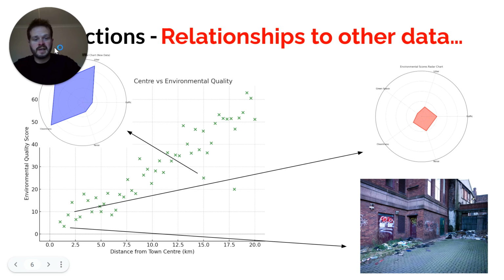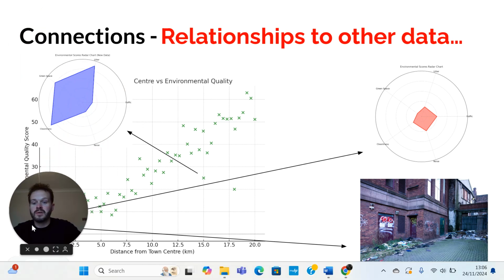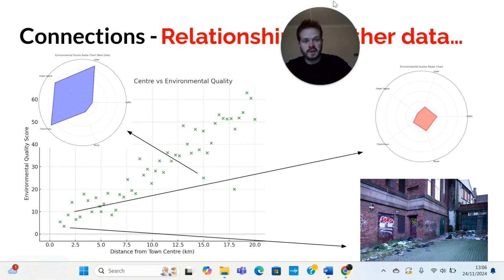The next part of this is thinking about are there any relationships to other data presentation that you've done? So you might want to show this as an overall thing, but then that might be on a different page. And look, we can see the relationship. So here, down here, you can see that across litter, traffic, noise, cleanliness, green space, it scores low across the board. And this was also demonstrated by the radar chart. Yeah, the polar radar chart there.